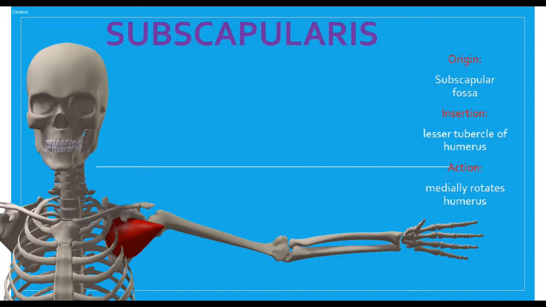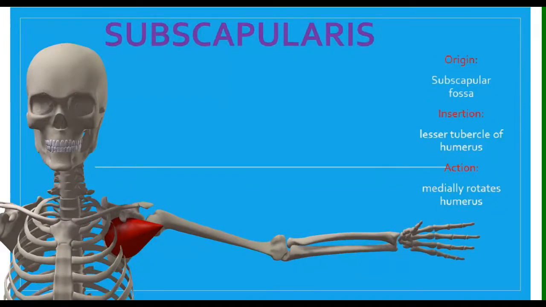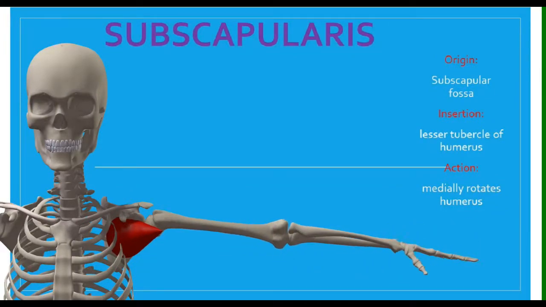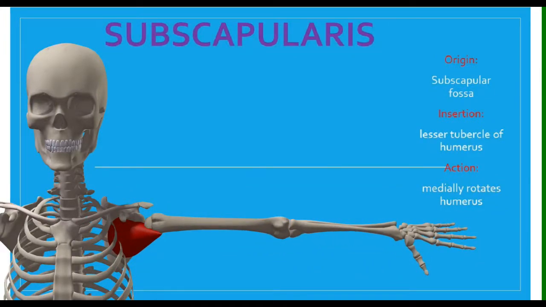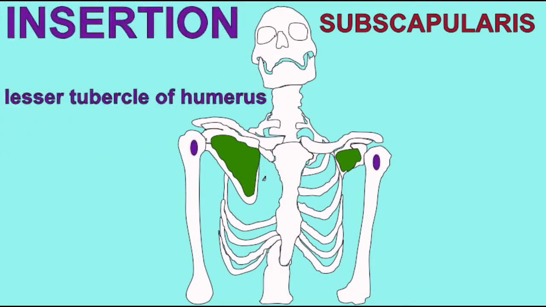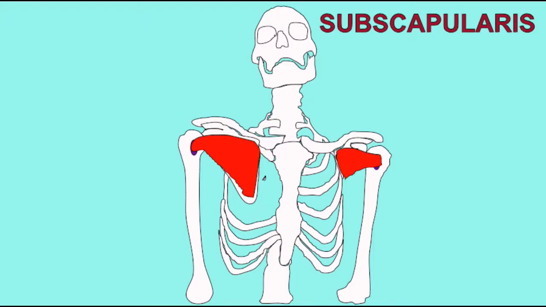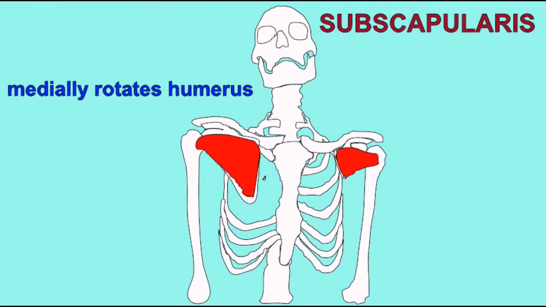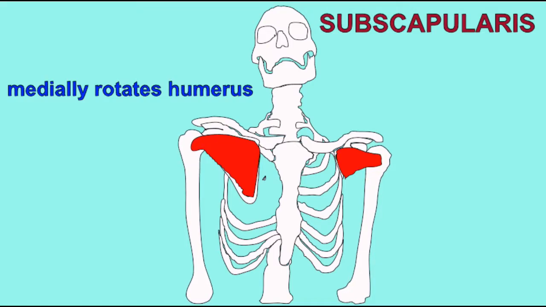Since the shoulder lacks bony anchors, it relies on muscles to help stabilize it, such as the muscles of the rotator cuff, which also help to move the arm. These four rotator cuff muscles include the subscapularis, which originates in the subscapular fossa and inserts on the lesser tubercle of the humerus, where it can medially rotate the arm.